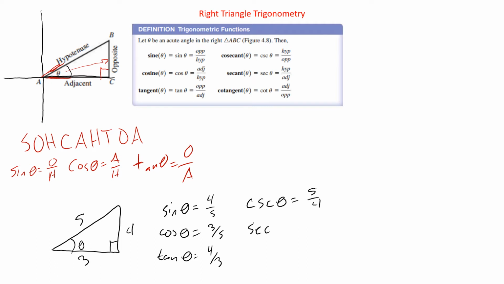The secant is the reciprocal of cosine. It's the hypotenuse over the adjacent. So instead of 3/5, it's 5/3. And the cotangent is the reciprocal of tangent. So it's the adjacent over the opposite, which is 3/4. So notice that the fractions just get turned upside down.